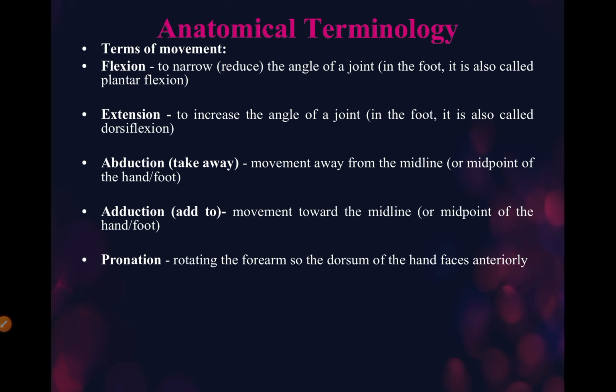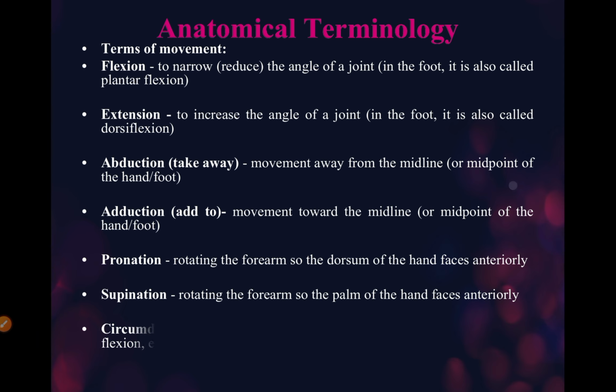I will use a diagram to explain this better. You will understand this better. So pronation and supination, they are similar. In supination, we rotate the forearm so that the palm of the hand faces anteriorly. Don't worry, I'll show you a diagram. And during pronation, the distal part of the radius is crossing over the distal part of the ulna. I'll show you a diagram so you're going to understand all these things better.